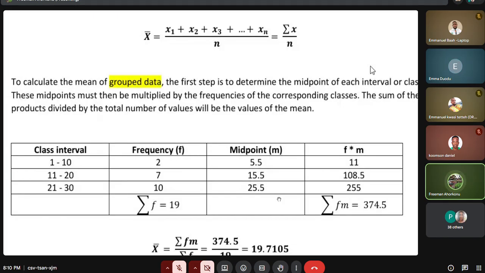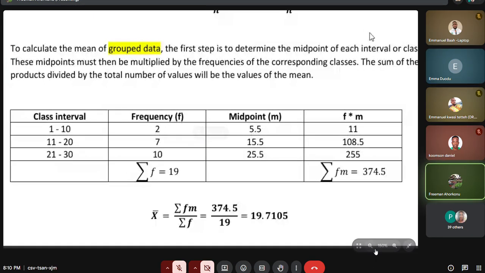The second one, we add 11 to 20. We have 30 divided by 2 gives you 15.5. The third class has 21 to 30. You add 21 to 30, you have 51. You divide by 2, or you find the average, you have 25.5. So now we are done with the class. We are now going to concentrate on the frequency and the class midpoint.